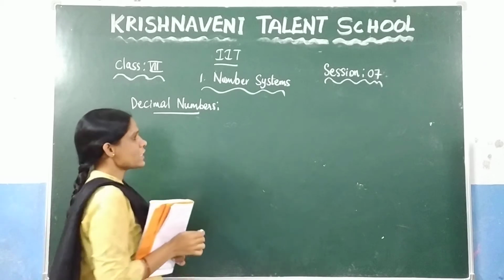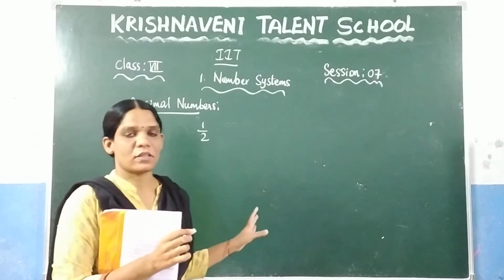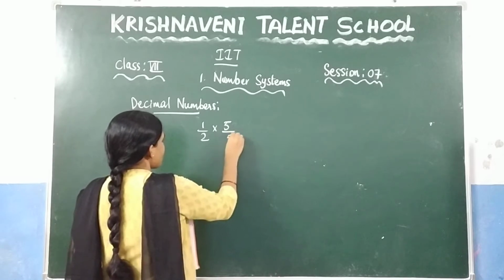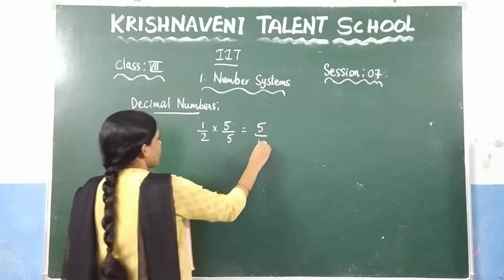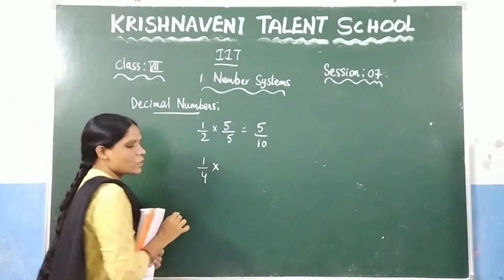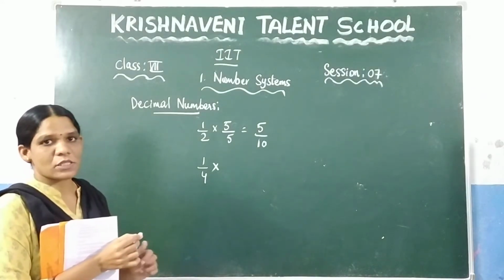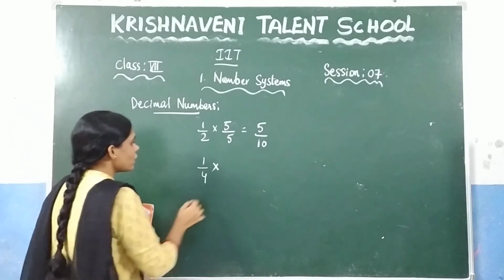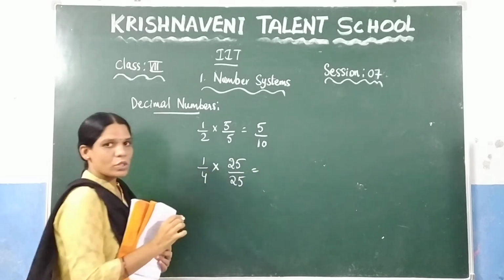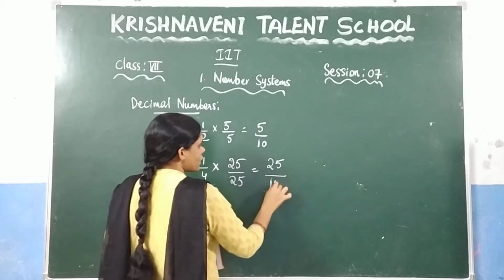Before defining it, let us consider the fraction 1 by 2. If you multiply this fraction by 5 by 5, what you will get is 5 by 10. Consider one more fraction, 1 by 4. Suppose you want to write it with a denominator that is a multiple of 10, which number do you need to multiply with? You need to multiply with 25 and divide by 25. So what you get is 1 into 25, which is 25, and 4 into 25, which is 100.